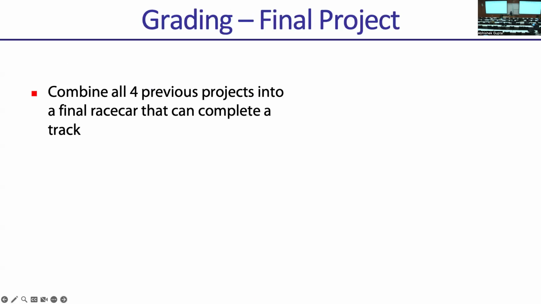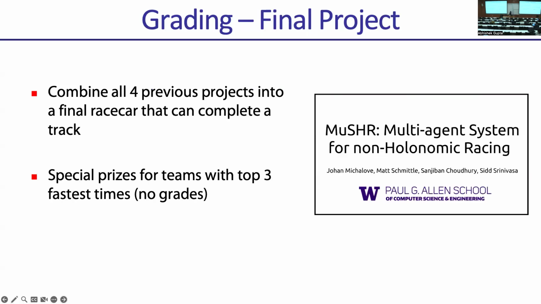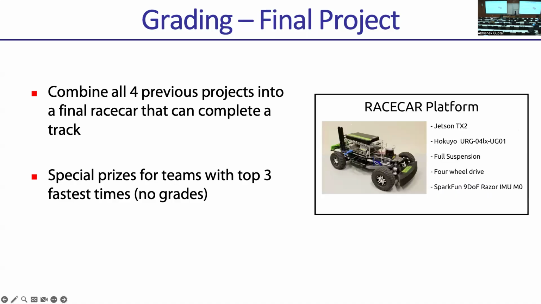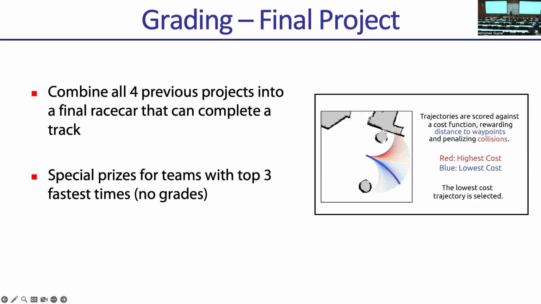Okay, and the final project is really a combination of all the previous 4. And so this example here is from one of the final projects a couple of years ago. And one of the cool things in this class is depending on how much effort you put into your algorithms, you can get your cars to do more reliable and faster things. And so we're going to have a special prize for the top 3 teams in terms of how fast they go around the track. So if you want to do more, we'll give you a little trophy.